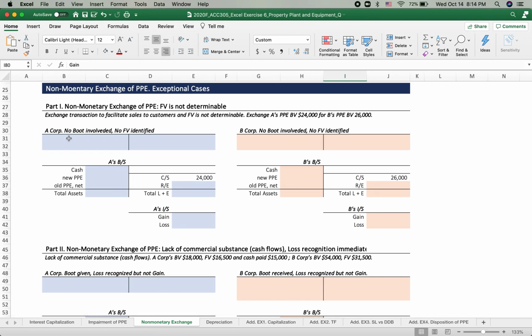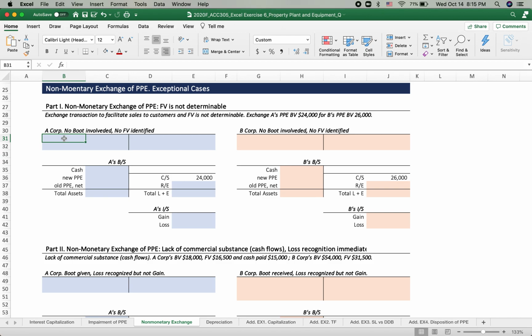So let's go to part 1, non-monetary exchange of PPE when the fair market value is not determinable, or exchange transactions to facilitate sales to customers intentionally. In this case, we exchange A company's PPE, book value $24,000, for B company's PPE, book value $26,000. First, A corporation, no boot involved. That means there's no cash involved in these non-monetary exchanges, and no fair value identified.